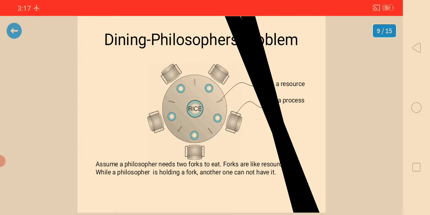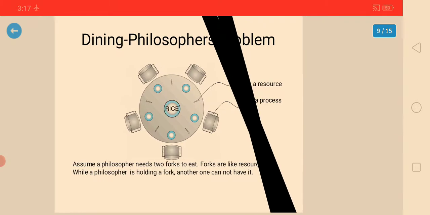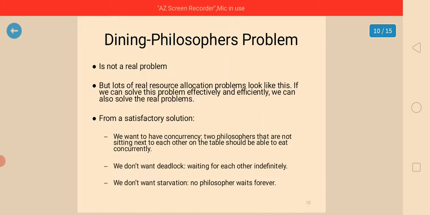When the philosopher wants to think, he puts both chopsticks down at their original place. So this is the dining philosopher problem. It is not a real problem, but a lot of real resource allocation problems look like this. If we solve this problem effectively and efficiently, we can also solve the real problems.